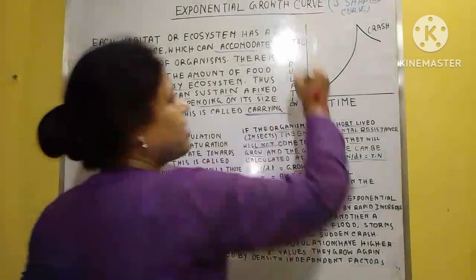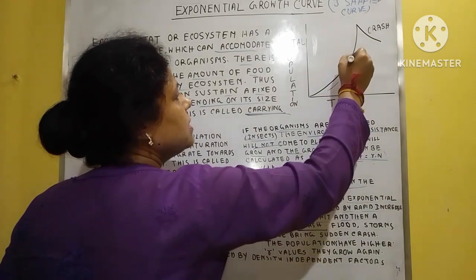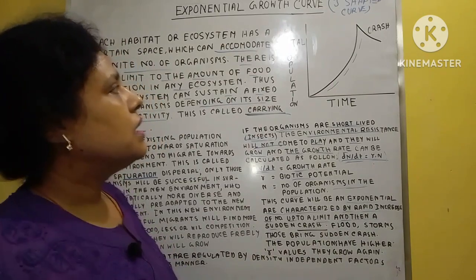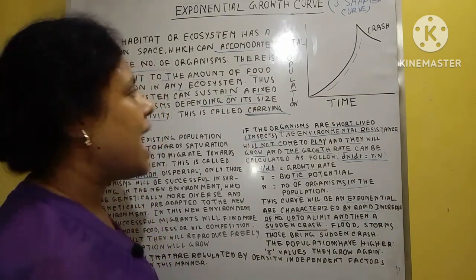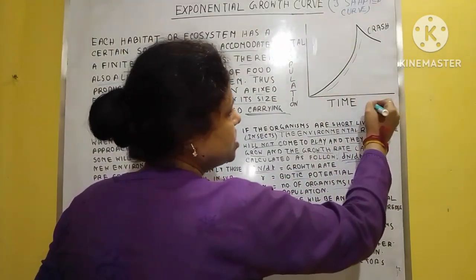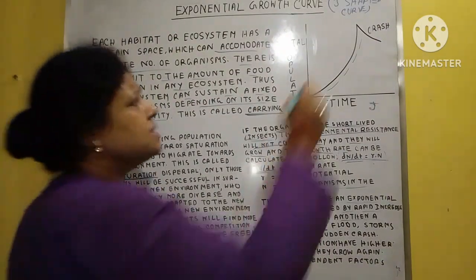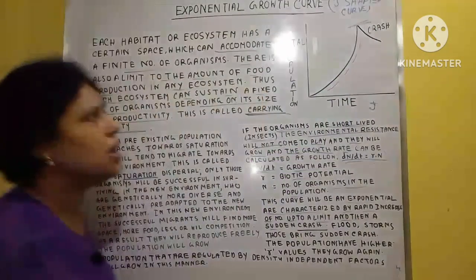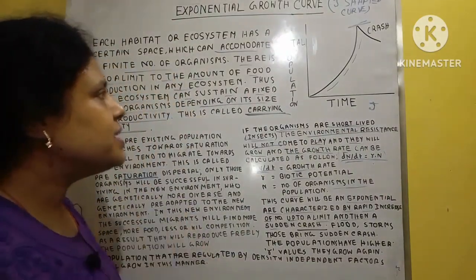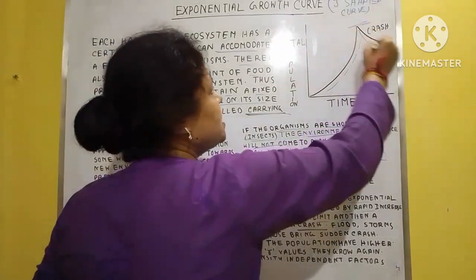What is happening here? First, you can see this graph. The growth rate is increasing, occurring exponentially, and it shows a shape just like J. This is the J-shaped curve. And this is the crash. What is the meaning of the crash? When the population increases exponentially, after some time a crash is possible.